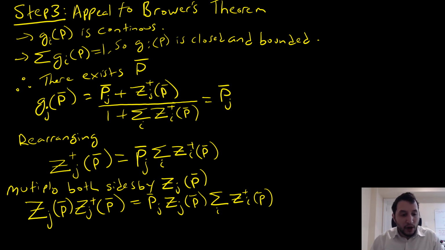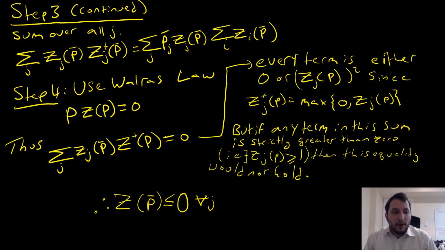Rearranging this, we get the following. The next thing we're going to do is multiply both sides by z_j. This is a little bit different from our previous proof because we're working at this directly here. Continuing, we then run the summation operator over all j. This allows us to use Walras's law right here, so this gets knocked out to 0. Thus, we have the summation of z_j as a function of p bar, which is our fixed point, times z plus. We should put a little j here and a bar here just to clean that up. That's going to be equal to 0.